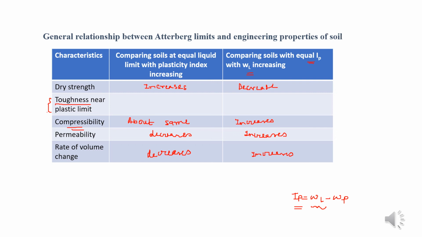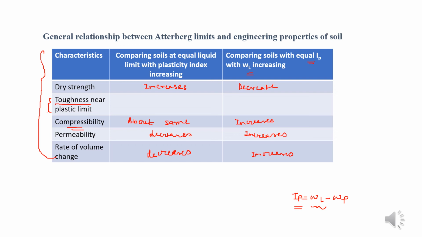We have talked about the significance of these indices and how they influence and are correlated with the engineering properties of soil. So this table will be very useful to determine the characteristics of the soil when studying the plasticity index or the liquidity index. Right. So that's all for this lecture.